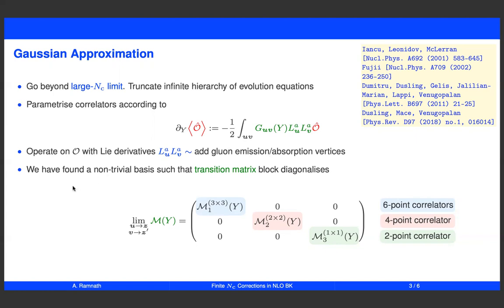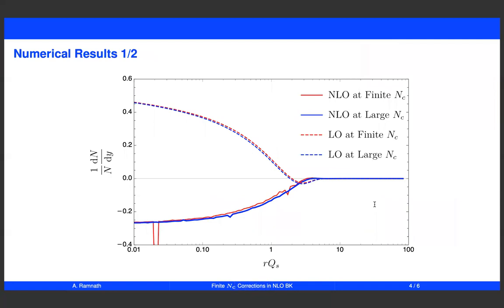What we have found for our 6-point correlators is that it's possible to find a non-trivial basis such that the transition matrix, which is everything here, block diagonalizes nicely into 3 pieces. The bottom 2 pieces give the already known 2-point and 4-point correlator parametric equations. What is new is that now we have parametric equations for our 6-point correlators, which we found analytically and implement numerically, and this is our main result.